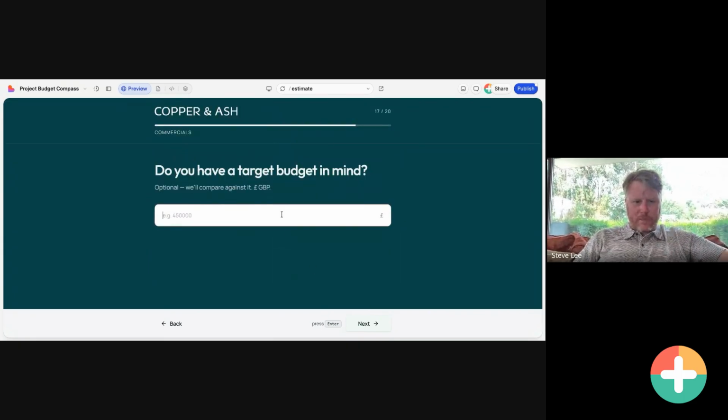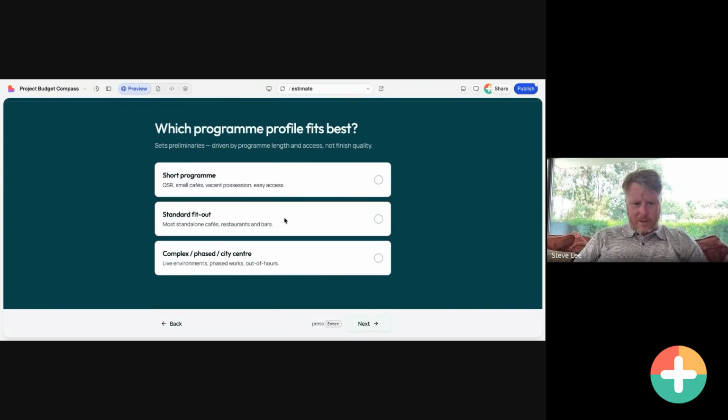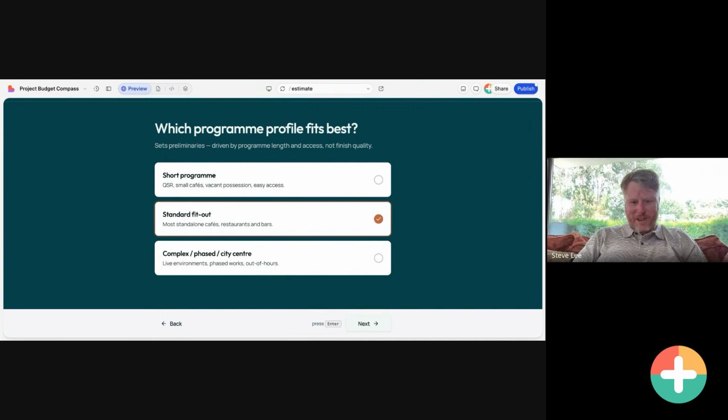So we put in a target budget of £100,000. I've learned so much about interior design in the last few weeks. It's unbelievable. I knew nothing about interior design. It probably put you off the idea of opening up a restaurant. No way in a million years I would open a restaurant.